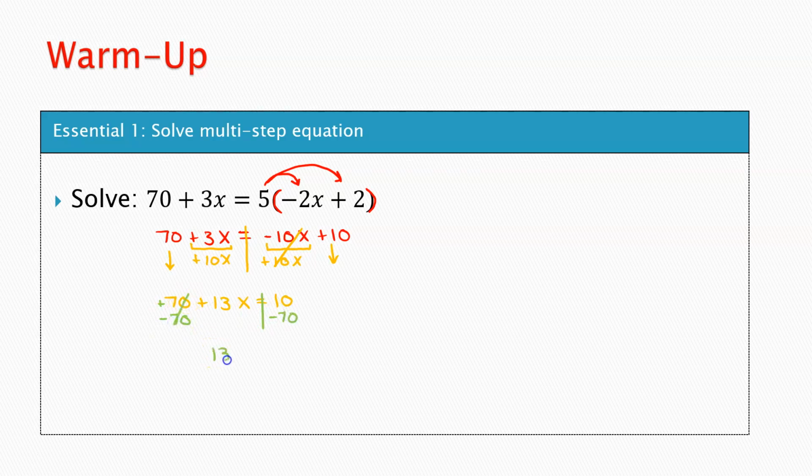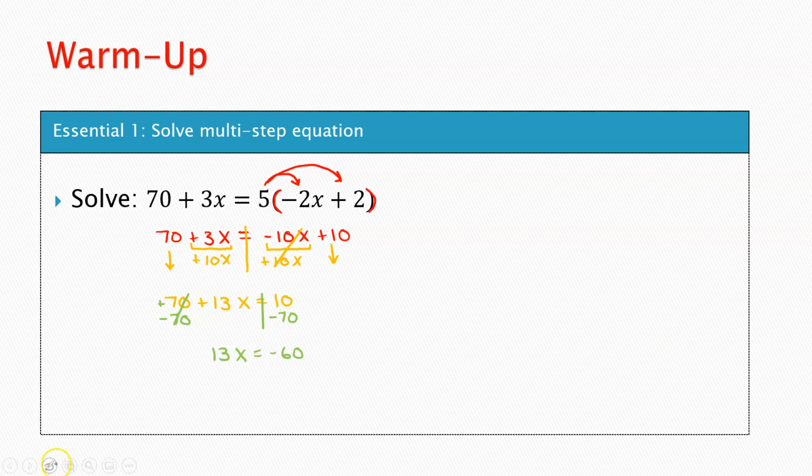You bring down 13x is equal to, what is 10 minus 70? That is going to give me 60. All right, so great. And that should actually be, erase that, I forgot my negative. 10 minus 70 gives me negative 60, excuse me.